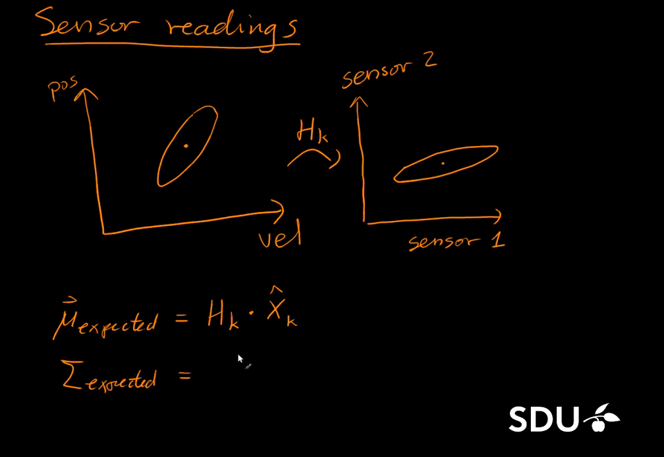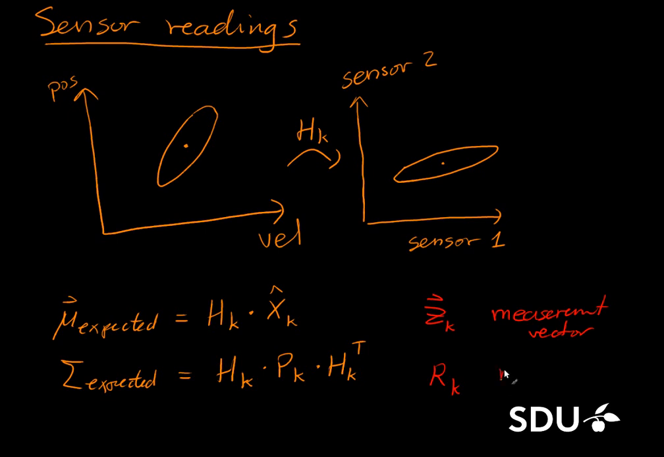And as we can update the expected states, we can also calculate the expected covariance of that measurement in more or less a similar way. So Hk times the uncertainty, or the covariance matrix, times Hk transposed, like this. So these are our expected measurements given our current state, and these should be combined with some actual sensor readings. So here we have Ck, which is our measurement vector, and in addition to that, we have our measurement covariance matrix.